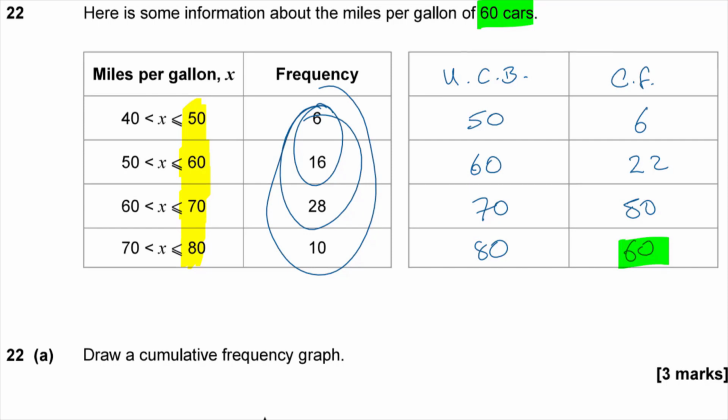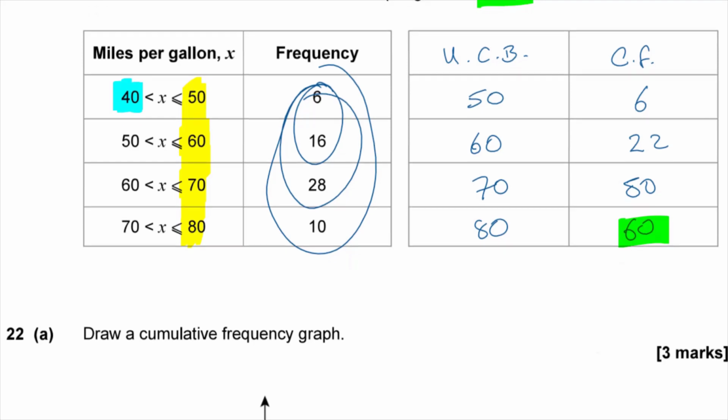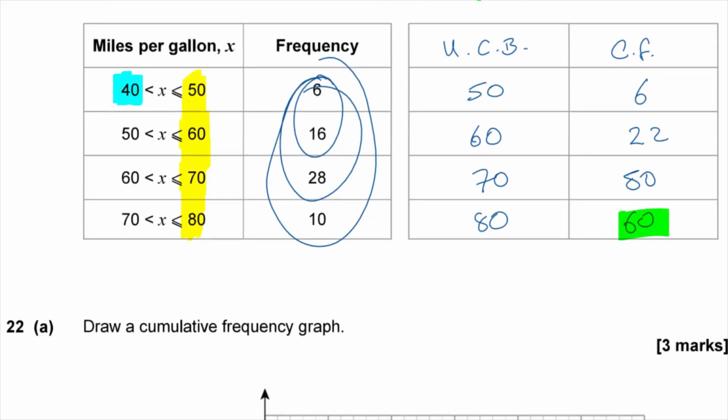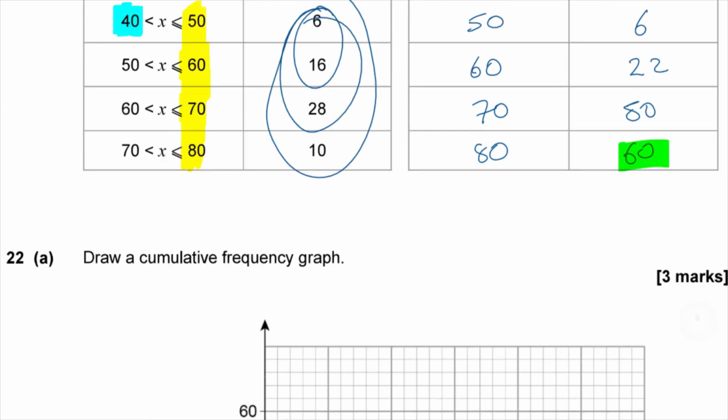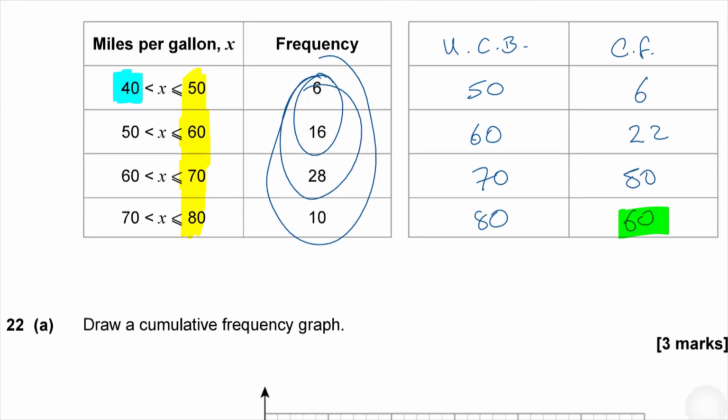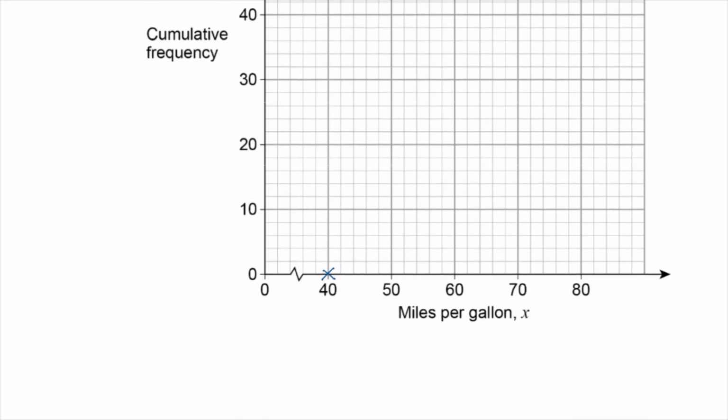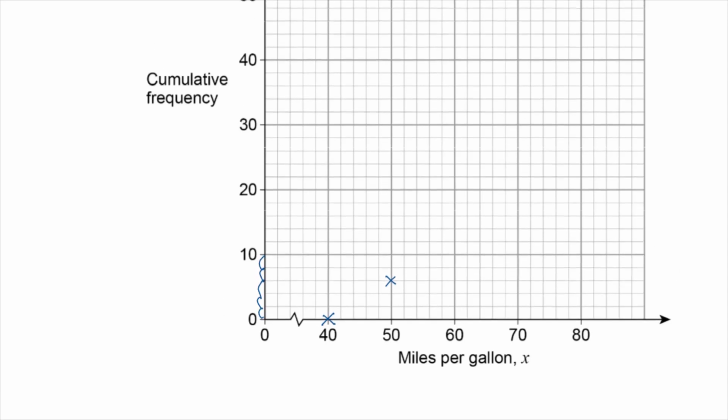Okay, so now I've got my cumulative frequencies and my upper class boundaries. I can start plotting the points. Now there's actually an additional point I can plot first. I'm going to plot 0 against the lowest value there on my frequency table. So I'm going to plot 40, 0 as my first point. So my first point is going to be here, 40, 0. My next point is going to be at 56. Each one of these little squares is going to be worth 2, 2, 4, 6, 8, 10, isn't it? So that's going to be 6 there.